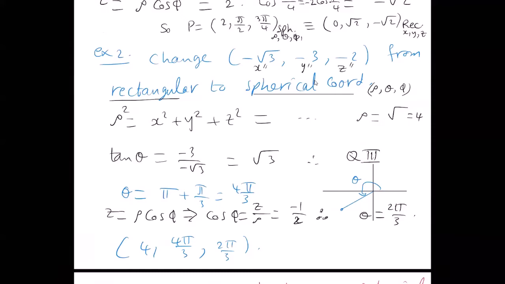How to find rho? Rho is known by Pythagorean theorem in 3D. Rho square, or the magnitude of the vector, rho square equals x square plus y square plus z square, which is 3 plus 9 plus 4. So we get 16. Therefore, rho is square root of 16, which is 4.